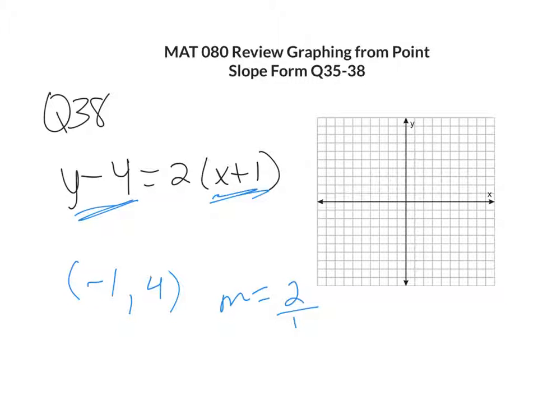So we have point -1, 4. And we have our slope 2 over 1. So that's rise 2, run 1. Or I could have went down 2 and to the left 1. Making sure it's a positive line, so it should be going up.